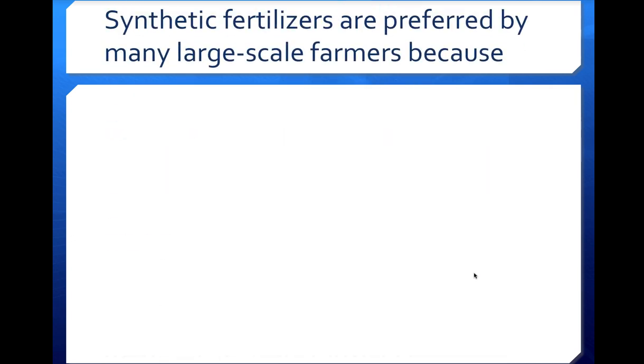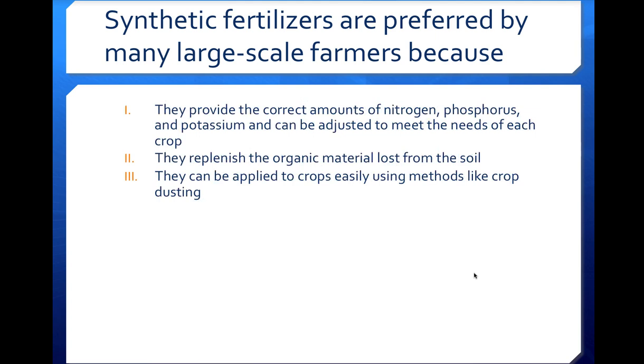So quiz question for you. Synthetic fertilizers are preferred by many large-scale farmers because, and there are three choices here that you're going to have to choose between. One, they provide the correct amounts of nitrogen, phosphorus, and potassium and can be adjusted to meet the needs of each plant. Two, they replenish the organic material lost from the soil. And three, they can be applied to crops easily using methods like crop dusting. Now, your choices are 1 only, 2 only, 3 only, 1 and 2, or 1 and 3.